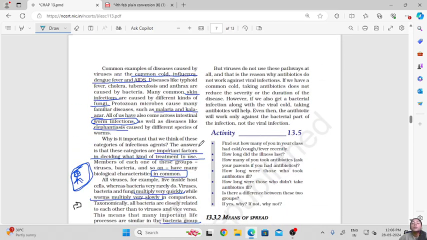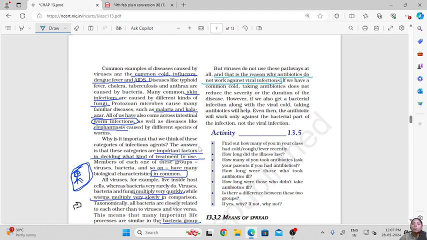Now, viruses do not use these pathways at all. Since viruses do not use this pathway of making a cell wall around themselves, these antibiotics will not work against viruses. So that is the reason why antibiotics do not work against viral infections, as they do not have the processes to make the cell wall itself.